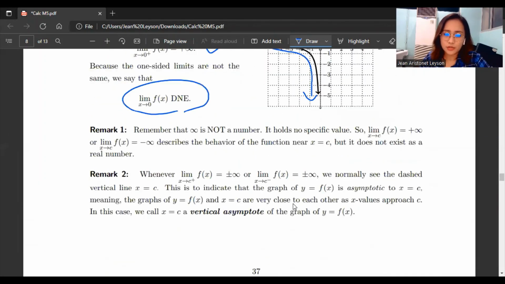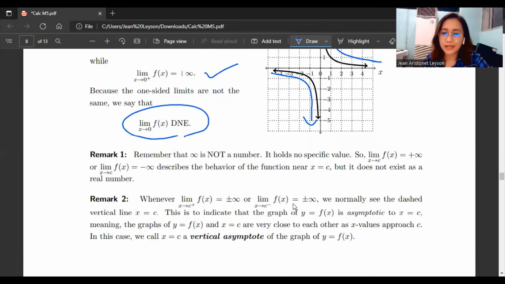So we have here two remarks. Number one, remember that infinity is not a number. Okay, it holds no specific value. So the limit of f of x as x approaches c is equal to positive infinity, or the limit of the function as x approaches c is equal to negative infinity, only describes, take note, only describes the behavior of the function near x equal to c, but it does not exist as a real number.